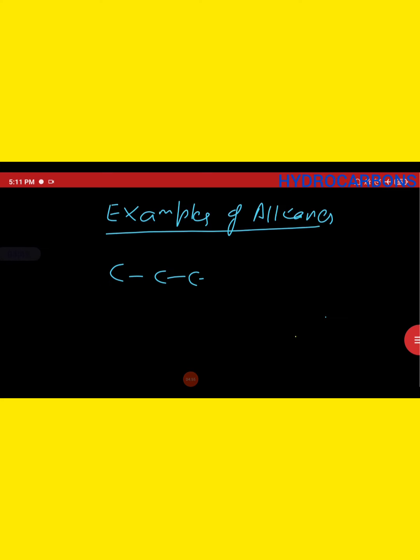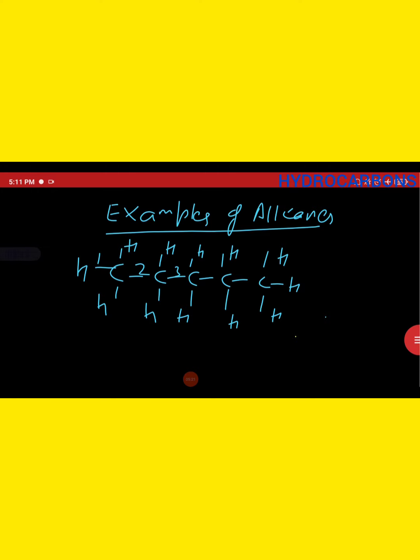Suppose you have 5 carbon atoms, and after adding the hydrogens we complete its tetravalency, and this type of formula is called structural formula. So what should be the name of this alkane? Since the carbon-carbon bond is single, it is an alkane. And total carbons, if you count, are 5. So word root pent should come, and carbon-carbon single bonds are there, so suffix should be ane. So its name is pentane.